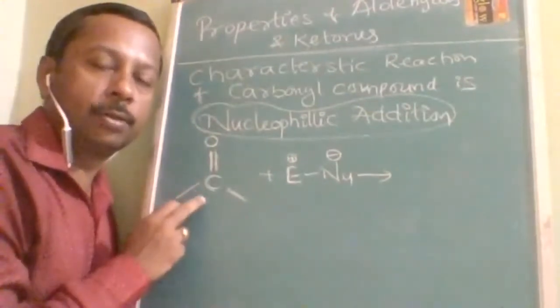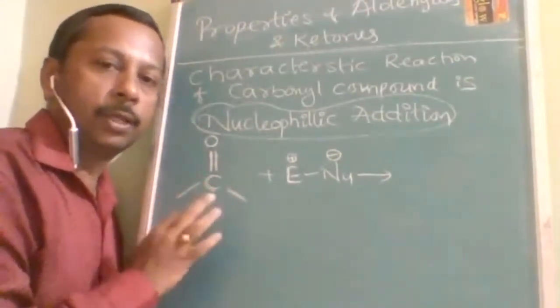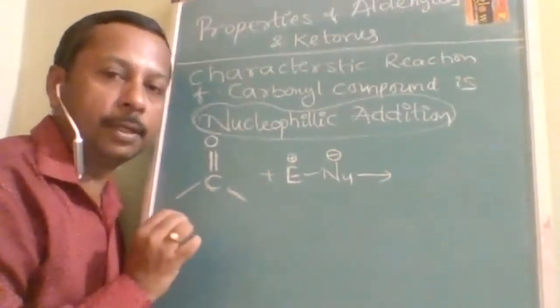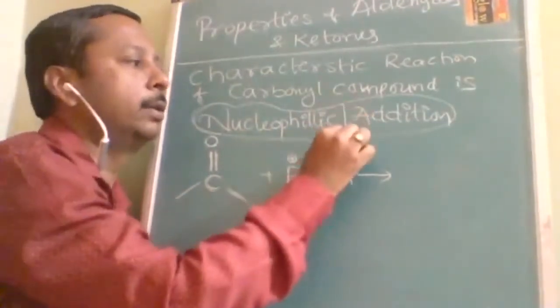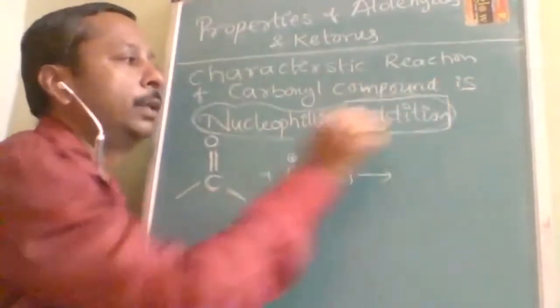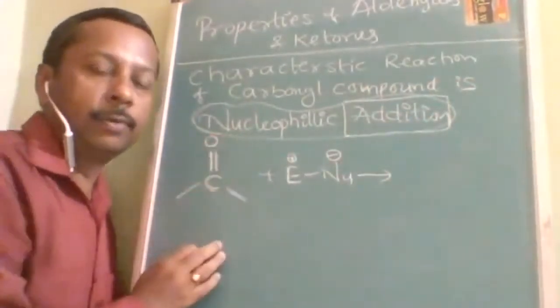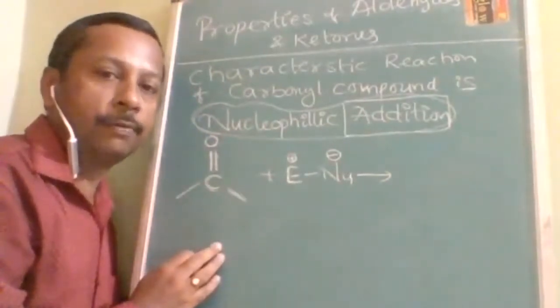So it wants to remove that pi bond. In place of that pi bond, we will replace it with the strong sigma bond. For that, which reaction is required? Addition is required. Okay. So why is this addition required? Is it understood? Now, why only nucleophilic? Why not electrophilic? Why not free radical?